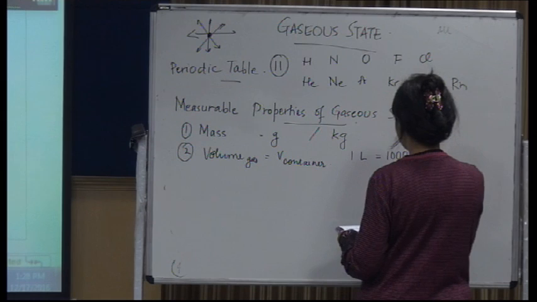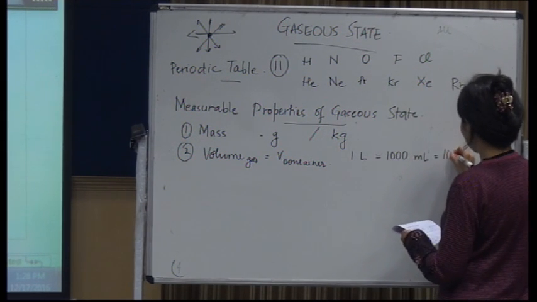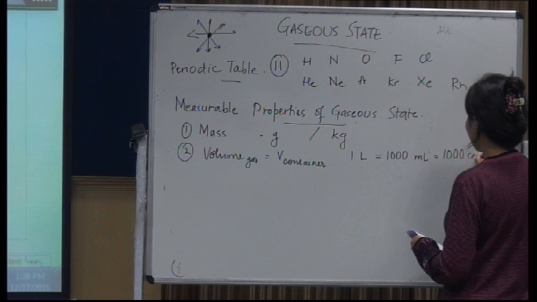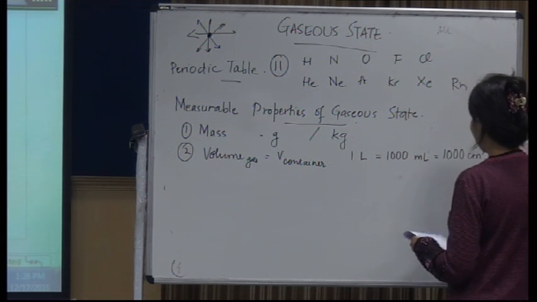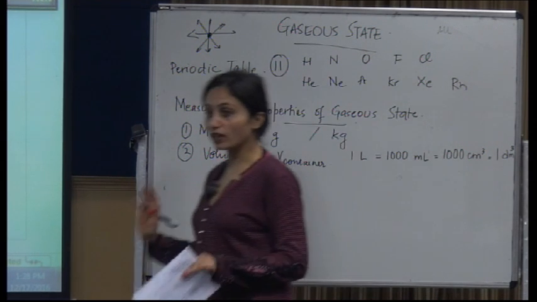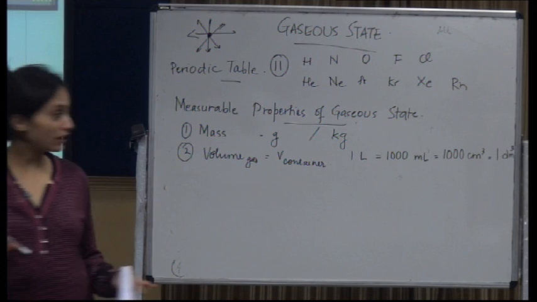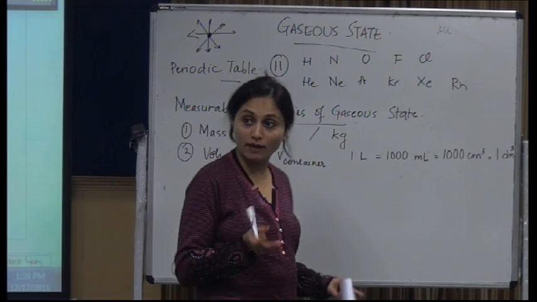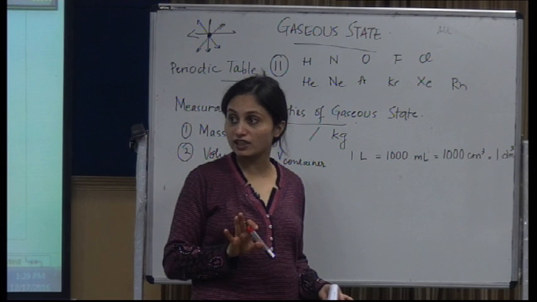1 liter you know is equal to 1000 milliliter. That will be equal to 1000 centimeter cube, which will be equal to 1 decimeter cube. So now there is one thing. Whenever you talk of liter and decimeter cube, that's one and the same. And remember that whenever you talk of centimeter cube and milliliter, that's one and the same. Will you remember that? Because this is really very important.